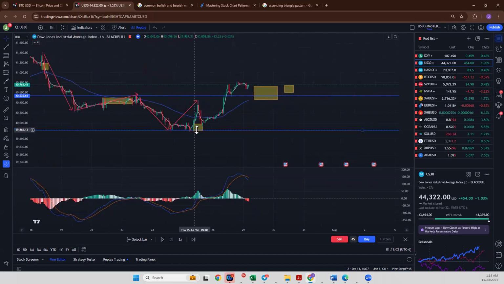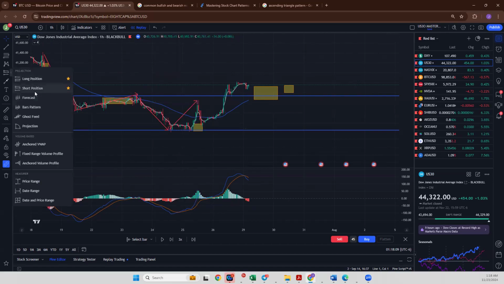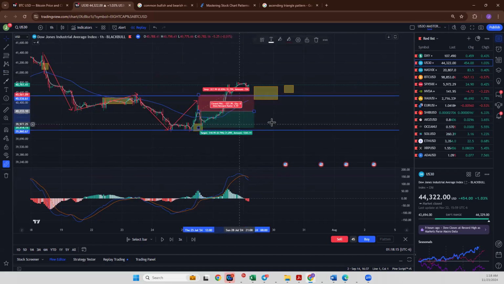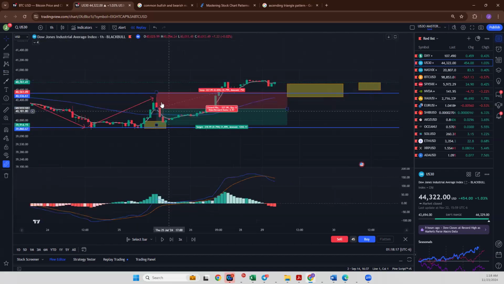Okay. If you waited for another sell, you could have taken it. It would have been safer. In my opinion, it would have been safer to take the sell right here with your stop loss being here and for you to target this low.